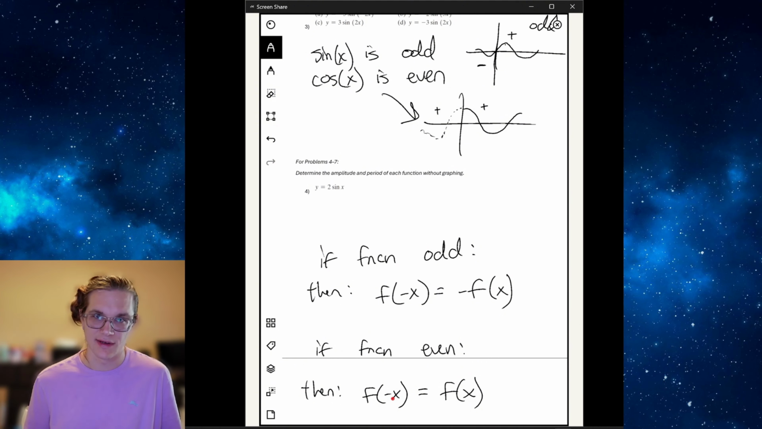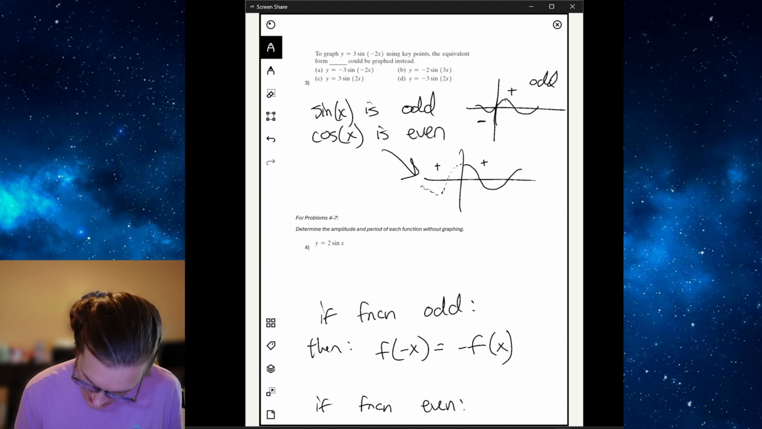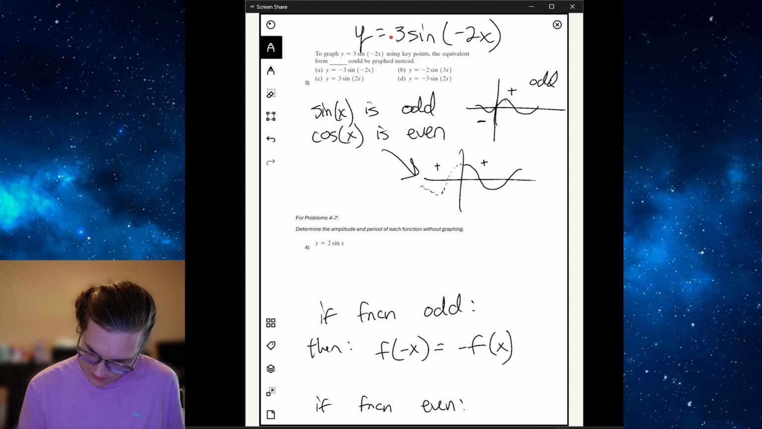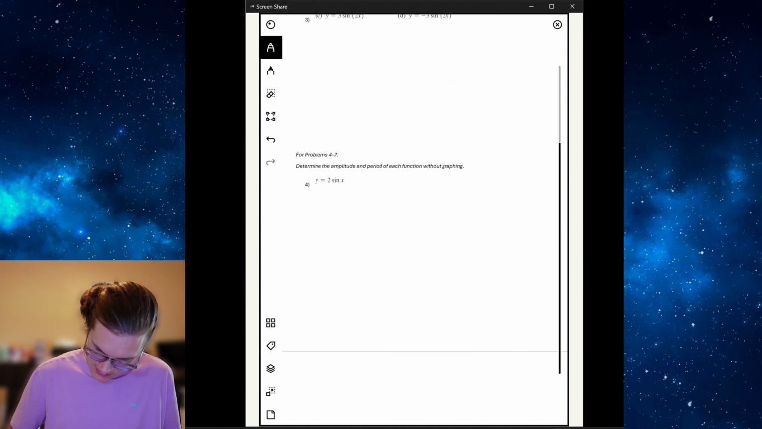So it has to be negative x here and x, right? This is from a previous video. I just wanted to say that. So that being said, to graph y equals 3 sine of negative 2x, since sine is odd, we can also just say y equals negative 3 sine of 2x. Good? So the answer is D.